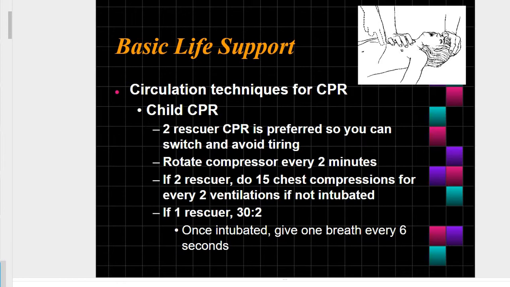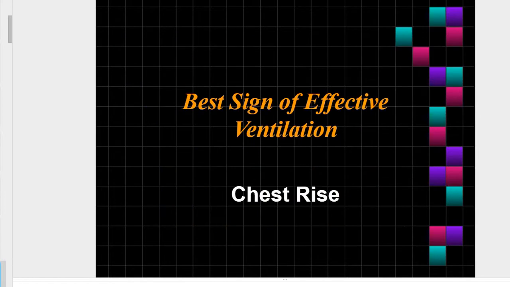If it's two rescuers, it's 15 compressions for every 2 ventilations. One rescuer, it's 30 compressions for every 2 ventilations. Or if they're intubated, one breath every 6 seconds.